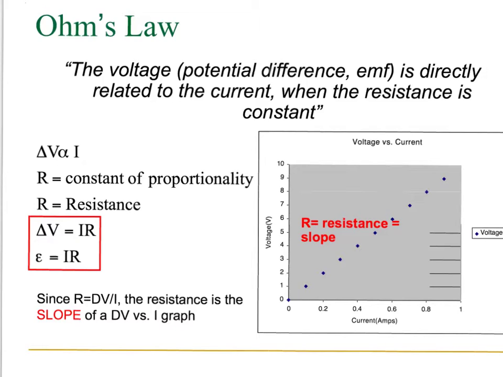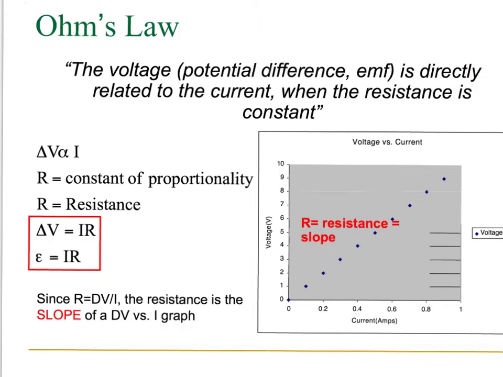Ohm's law says the voltage, which we know is the potential difference, or EMF, is directly related to the current when the resistance is constant. Remember, directly related means as one gets bigger, the other gets bigger. So, this sentence can be reworded to say, as the voltage gets bigger, the current gets bigger if the resistance stays the same.